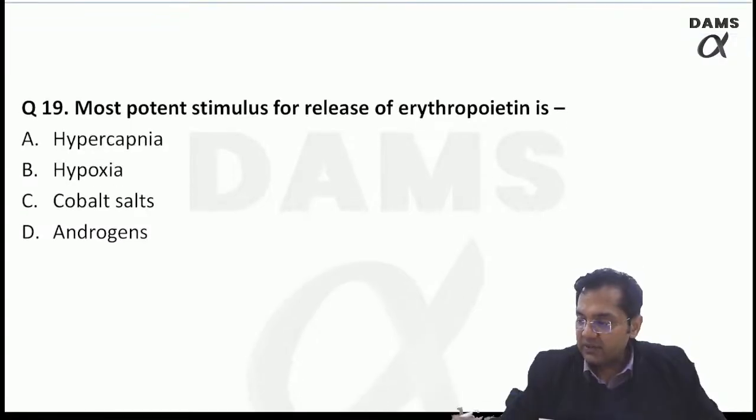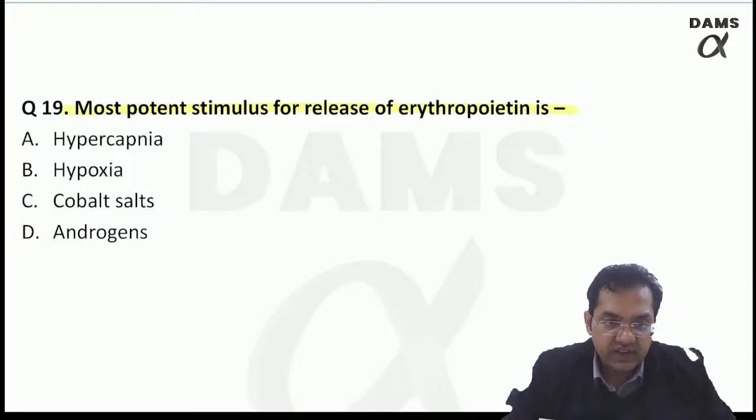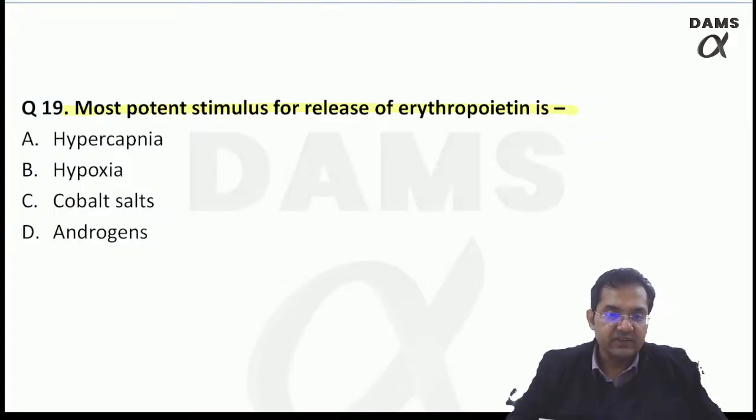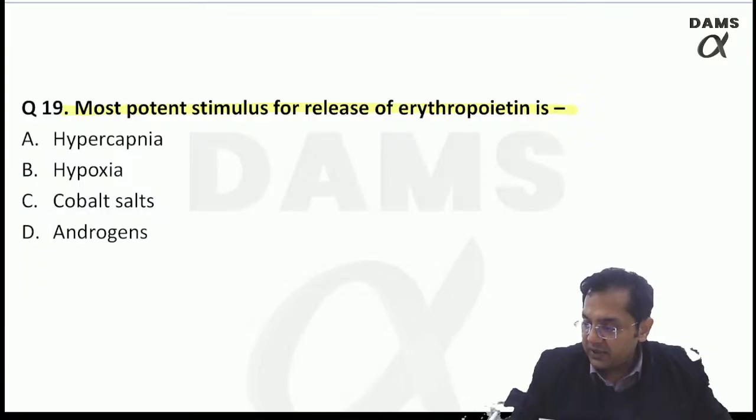Most potent stimulus for release of erythropoietin. 100% question will be asked to you in the Viva or in the MCQ exam, right? As a part of MCQ. Most potent stimulus. Please remember, hypercapnia is absolutely wrong answer. It has nothing to do with the erythropoietin release. Hypoxia is the correct answer.